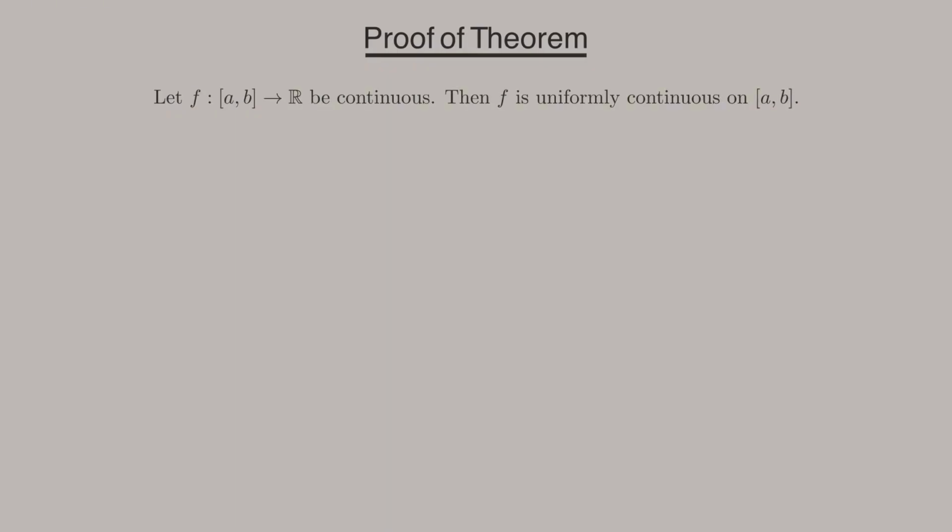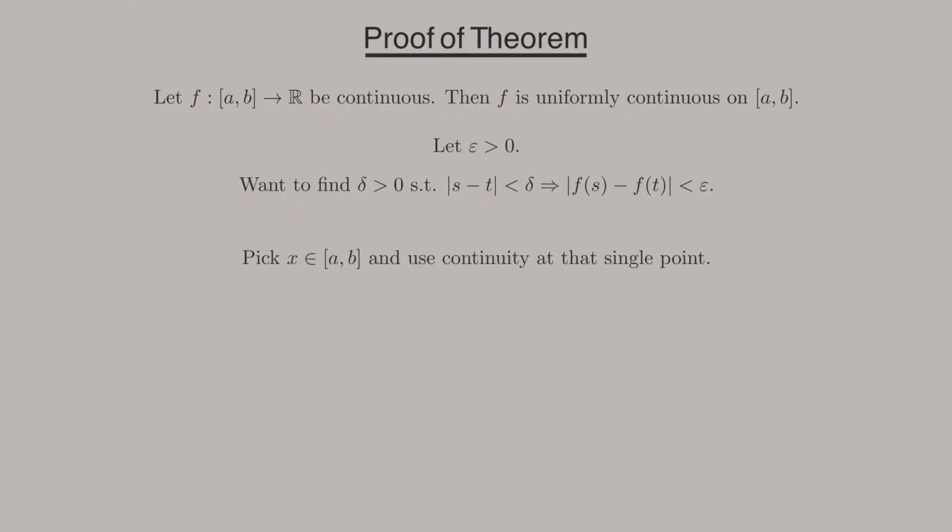f is a continuous function from the closed bounded interval from a to b, and we want to show that f is uniformly continuous. So we let epsilon be greater than 0, and our goal is to generate a delta such that any two x values that are less than delta apart have y values that are less than epsilon apart. Let's start by using continuity at a single point x.